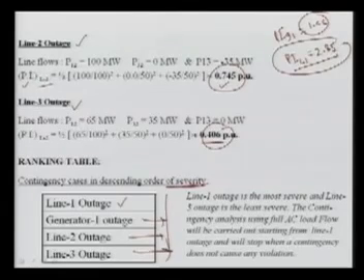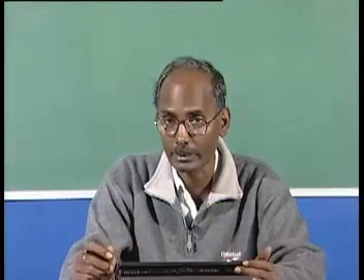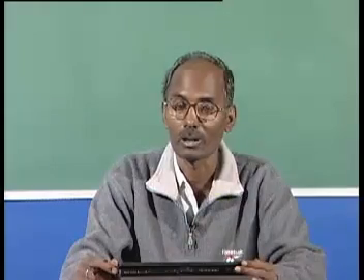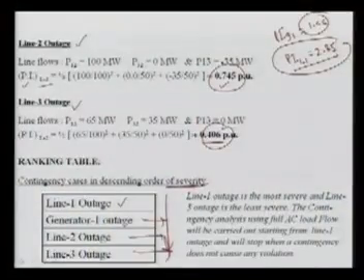So this gives the relative order of severity for your outages, and that PI gives the real power flow performance index, which can be used for your real power security analysis. In this contingency selection we have just ranked all four contingencies in this system. Line 1 outage is the most severe and line 3 outage is the least severe.